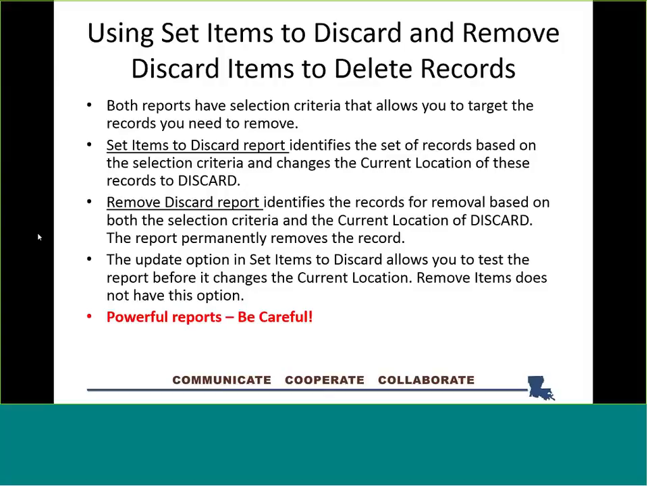The set items to discard report identifies the set of records based on your criteria, and it changes the current location, not the home, the current, of these records to discard. Then the next step, when you've done that, they're no longer available for viewing in the OPAC because they have a shadowed location now of discard. So the next step would be to run the remove discard report. Again, it has selection criteria, and it's looking for current location discard. And when you run this remove discard, it permanently removes the record from Symphony.